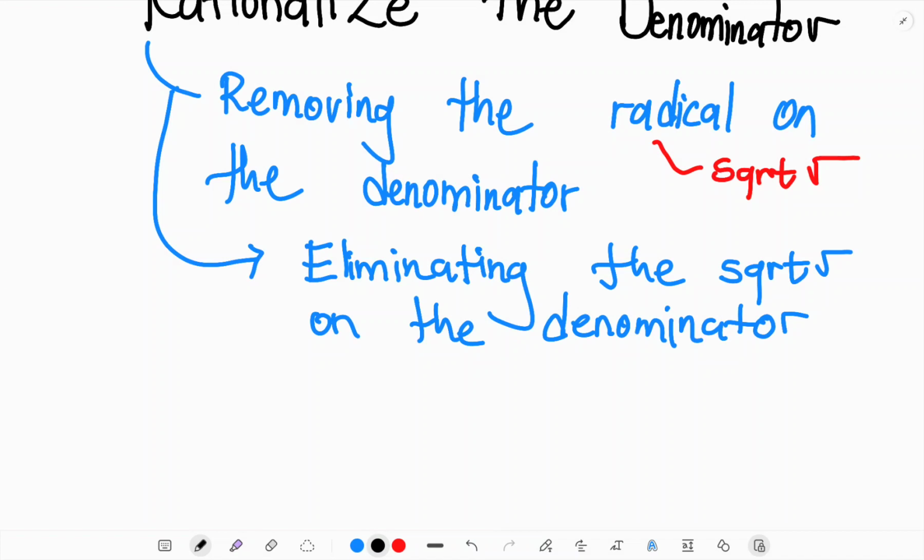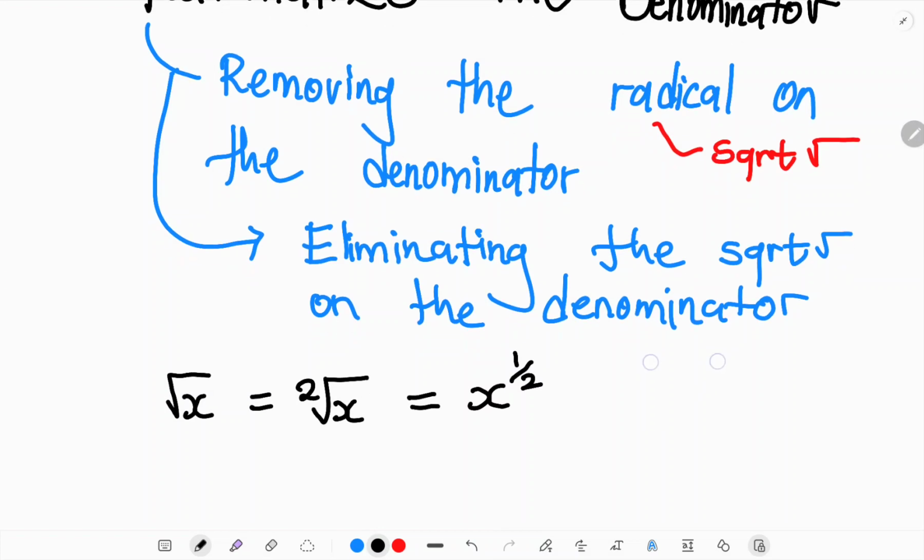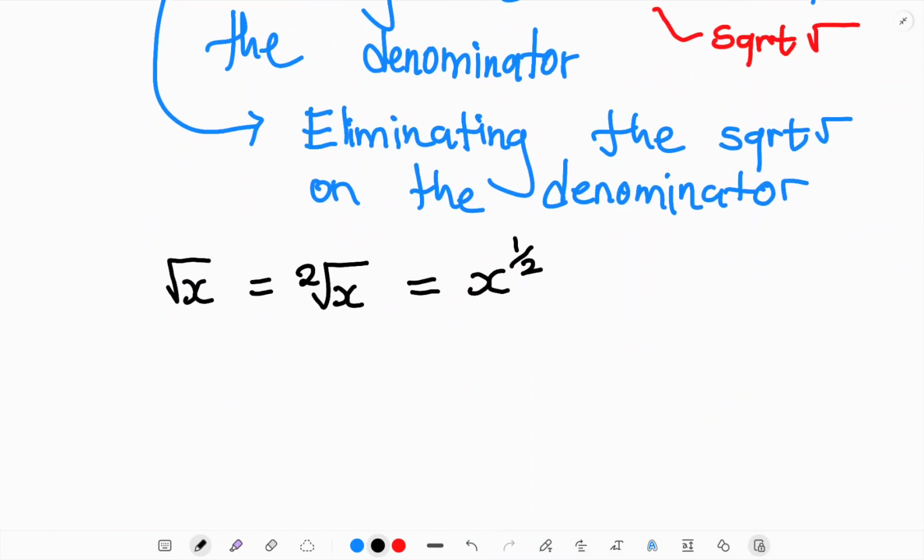I'll just keep this simple. A radical is whenever you have a square root of, maybe, x. This radical is also equal to the 2 root of x, and this is also represented as x to the power 1 over 2. That's a basic radical that you will encounter.